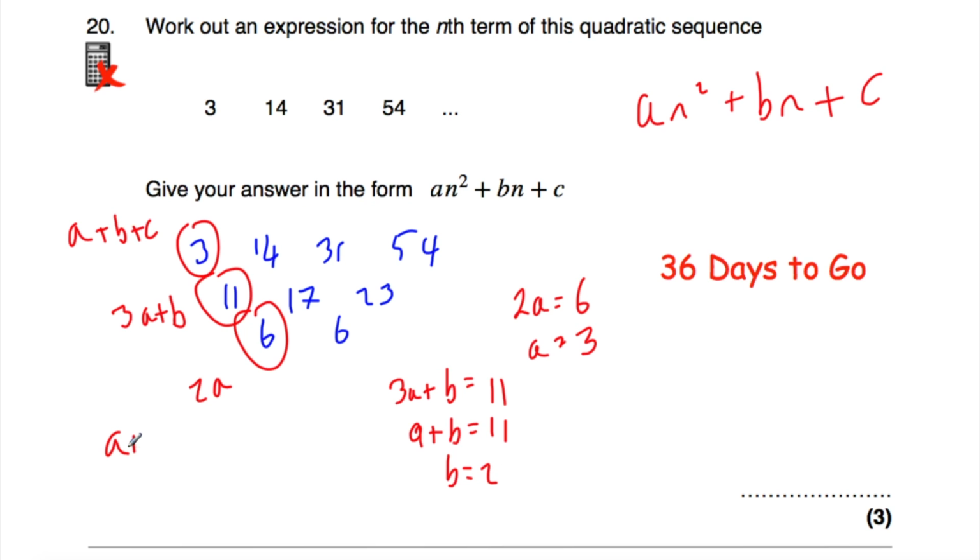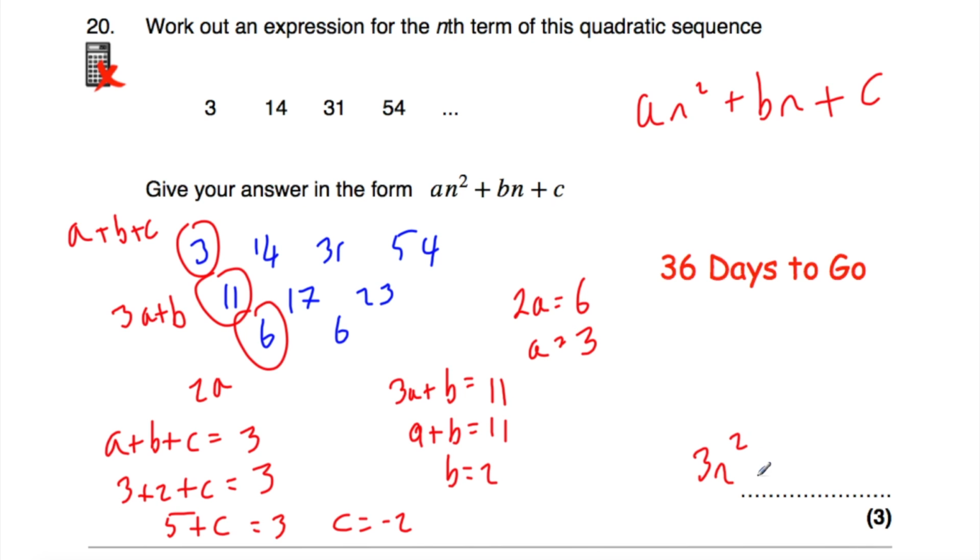And finally, a plus b plus c is equal to 3. So a is equal to 3, and b is equal to 2, and then we've got plus c is equal to 3. So we've got 5 plus c is equal to 3, so that means that c is equal to negative 2. So we've got our values for a, b and c. That means our quadratic nth term will be 3n squared plus 2n subtract 2. And that's it. And if you got that, well done.